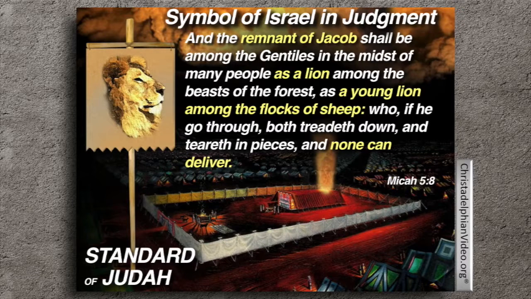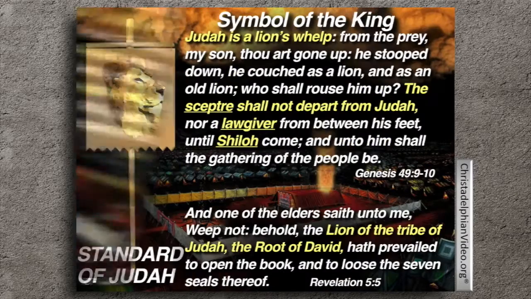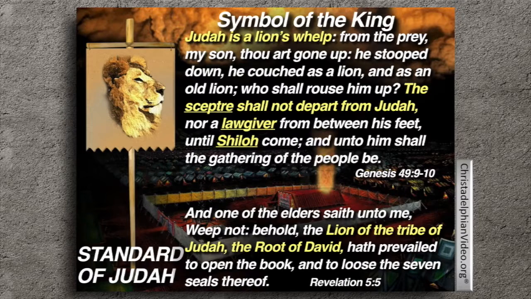Of course, the one we know perhaps the best is the symbol of the king, because when the blessings were given by Jacob to his sons, he said in Genesis chapter 49, verse 9, that Judah is a lion's whelp. "From the prey, my son, thou art gone up. He stooped down, he couched as a lion, and as an old lion, who shall rouse him up? The scepter shall not depart from Judah, nor the lawgiver from between his feet, until Shiloh come, and unto him shall the gathering of the people be."